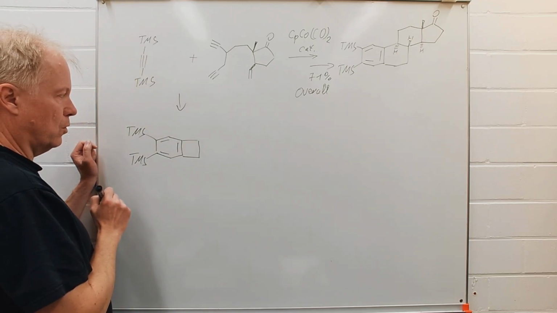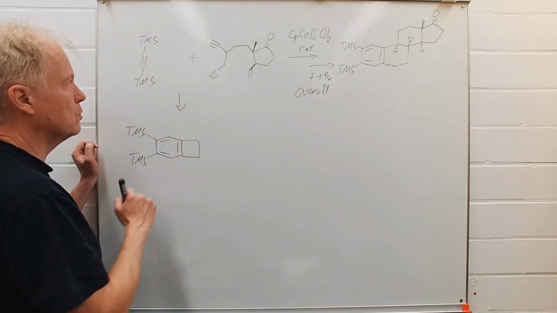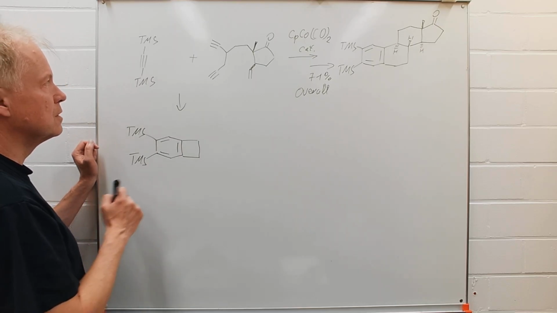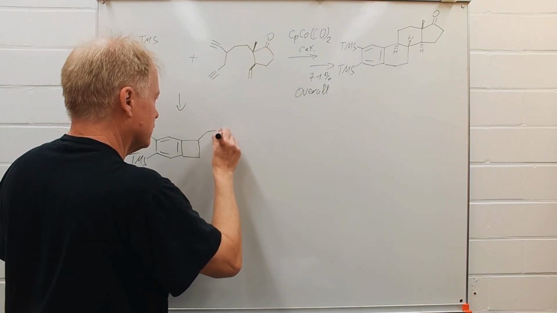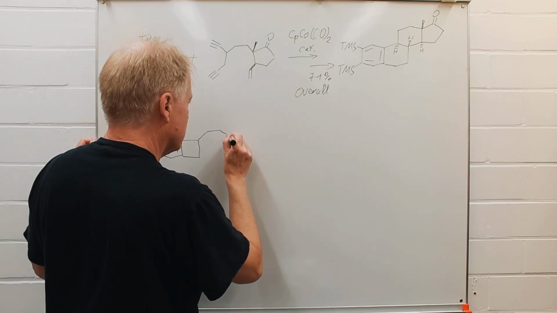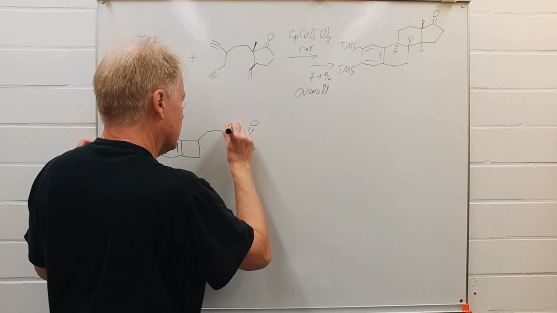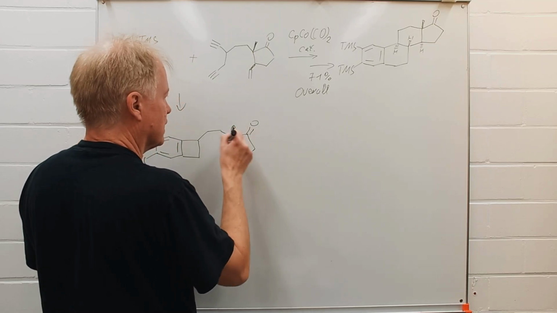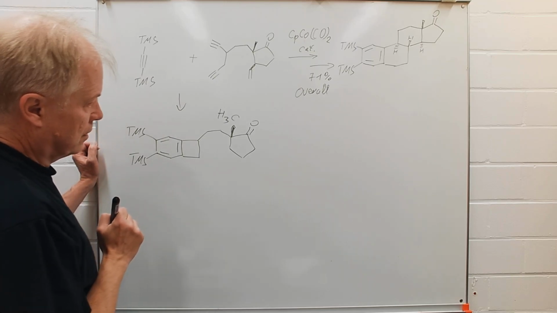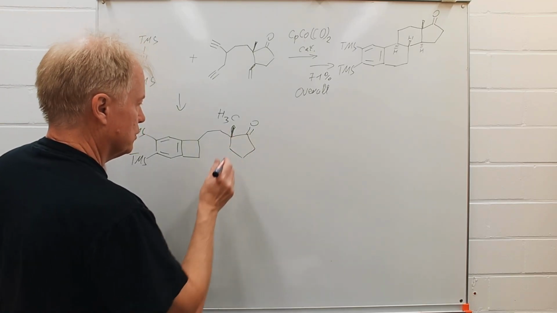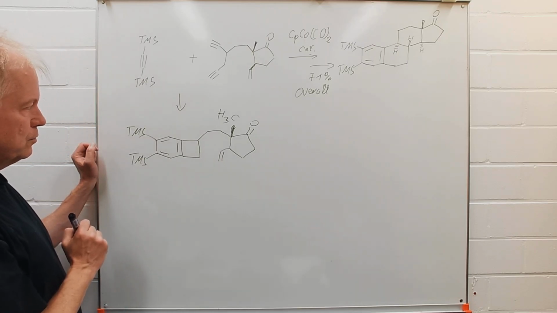giving overall this 4-membered ring, so a benzocyclobutene. Then at this tether we have this chiral cyclopentanone with an additional vinyl group.